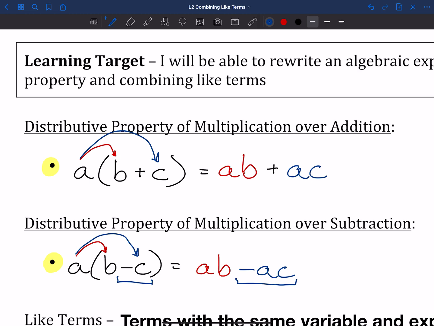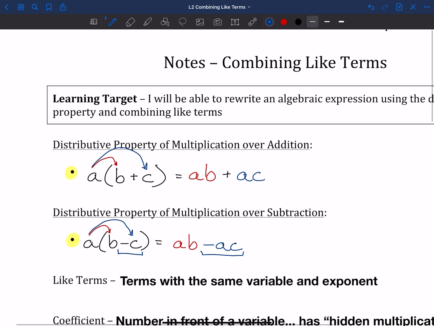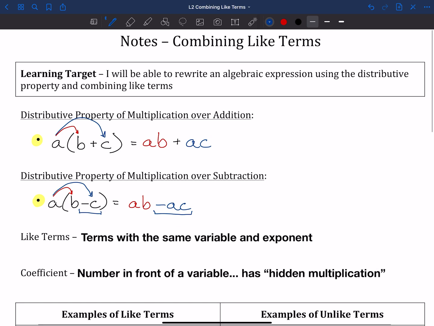All right, so what we're going to take a look at today is kind of like an extension of the distributive property, something that you might have to do after you distribute. And that's combining like terms. So combining like terms, you have to figure out what like terms are first. They're terms with the same variable and exponent. You need to have both. It needs to be variable and exponent that match. If those two things don't match, then you can't do it.